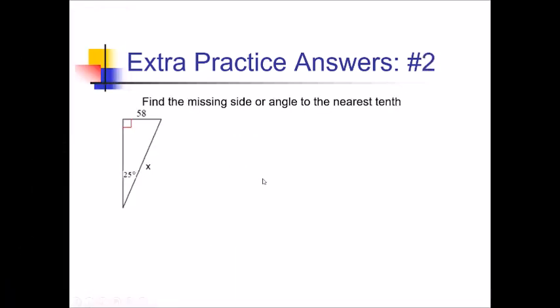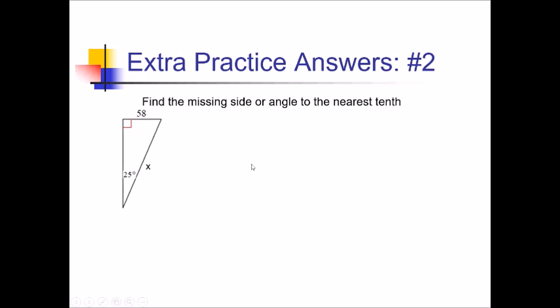On this problem, I'm trying to figure out this missing side in a right triangle. Since this is not a 30, 60, 90 or a 45, 45, 90 triangle, and since I don't already have two sides, I'm going to have to use SOHCAHTOA for this one. In terms of the sides that I do have involved in this problem, I've got the opposite side here across from the angle, this 58, and x is the hypotenuse side.